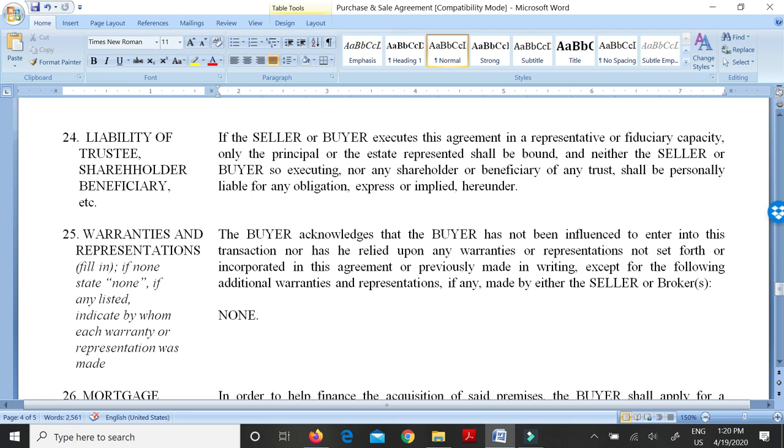Paragraph 24 indicates that if the purchase and sale agreement is signed as a trustee, shareholder, or beneficiary, then the person does not face any personal liability. So if you hold title to the property in an LLC or a trust or an estate, the signatory is not personally liable for any obligation in the contract.